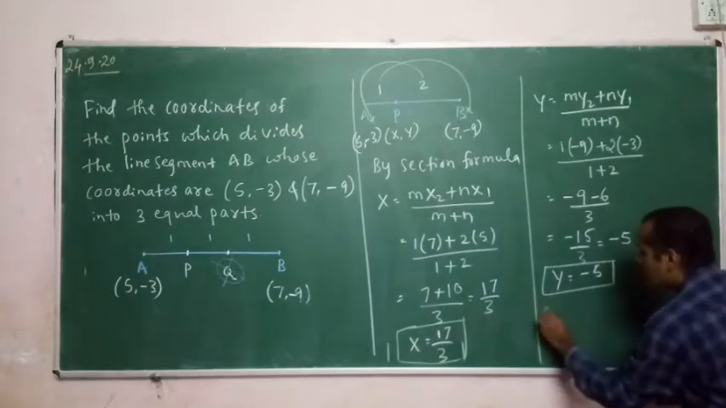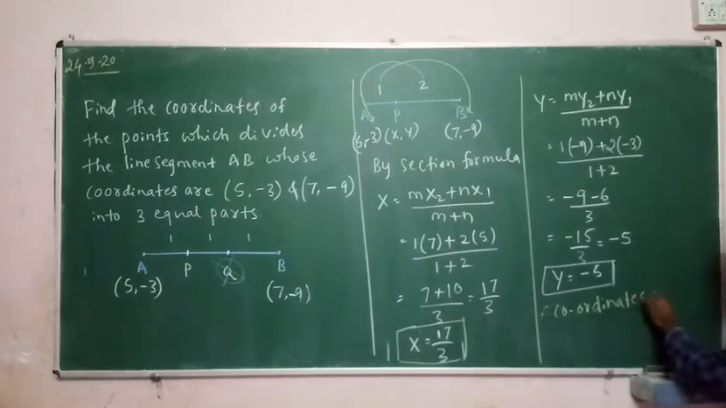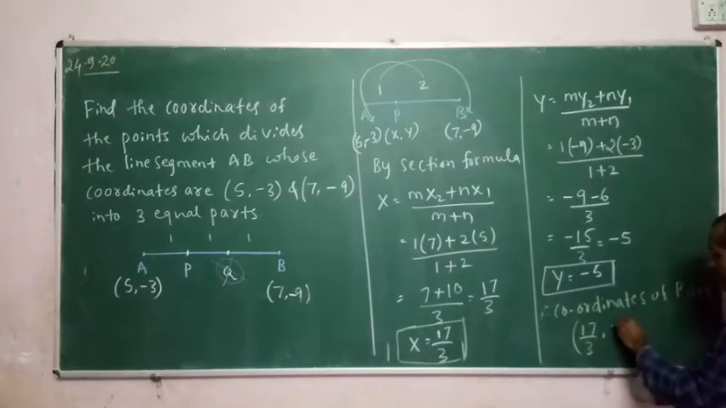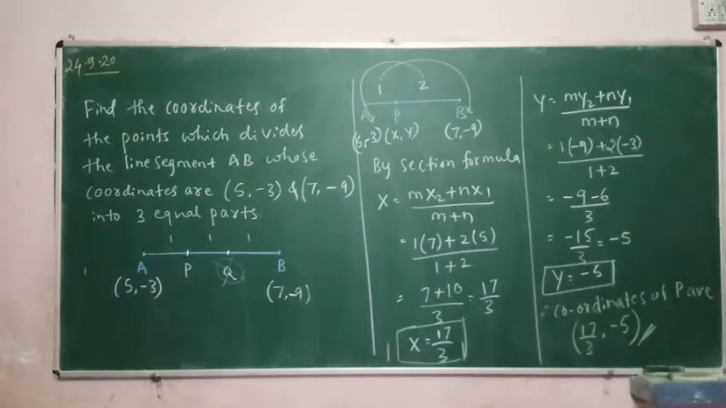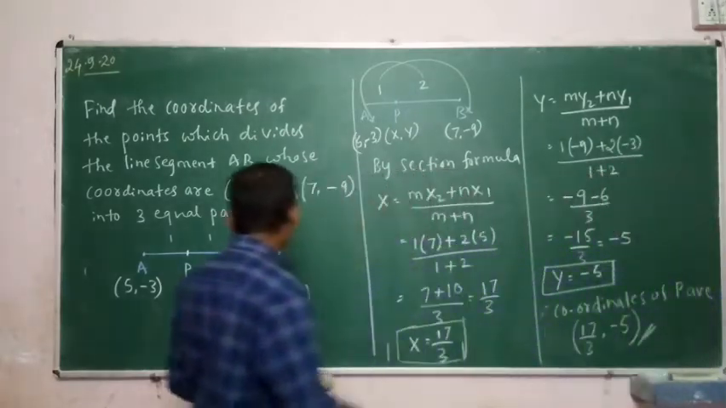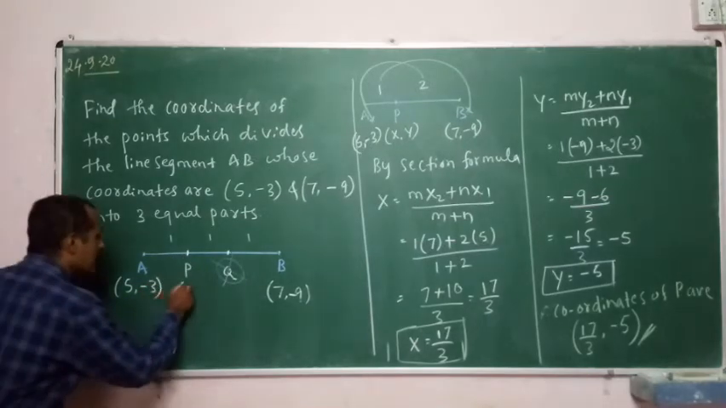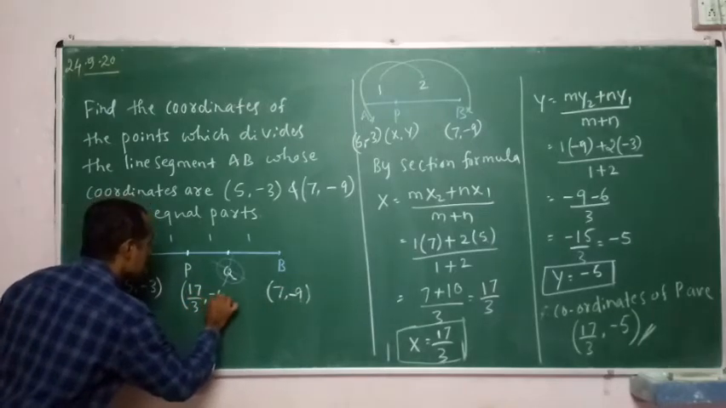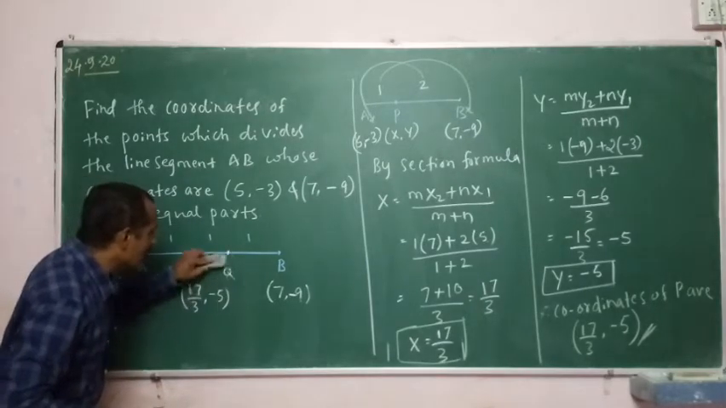I will write, therefore, coordinates of P are 17 by 3, minus 5. You got one answer. Okay, now there is no end of the problem. Just you got the value of P. This is how much? 17 by 3 and minus 5. Now listen to the students. Now again Q will be in the picture.